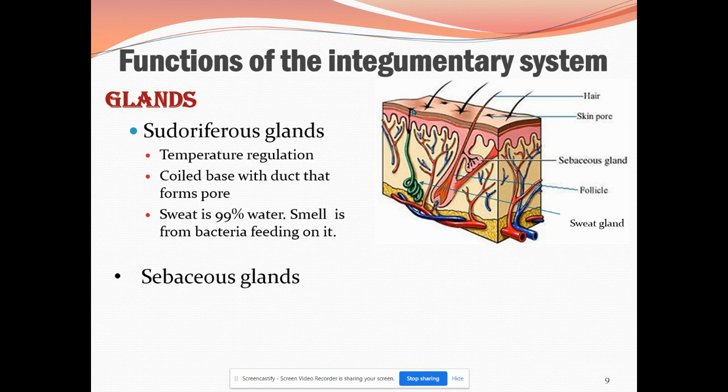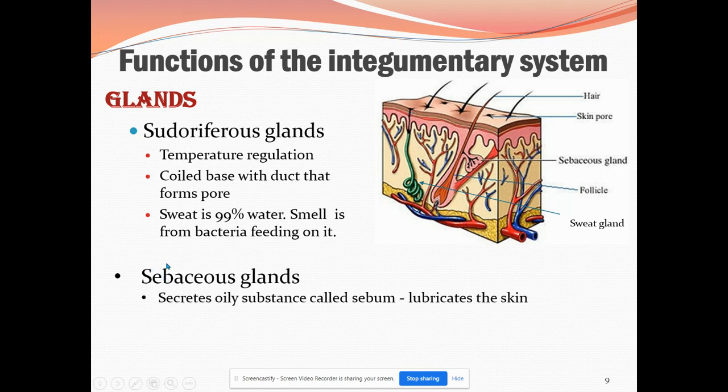Sweat is 99% water. Remember, in the genital area and the axillary area, which is your armpits, there's a thicker form, and the bacteria feeding on it is what actually makes you smell bad, which is disgusting. Go take a shower. And then sebaceous.